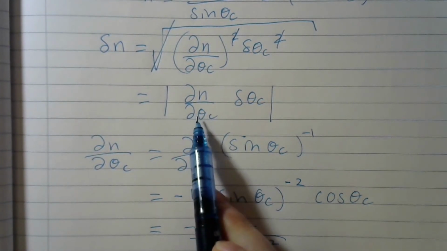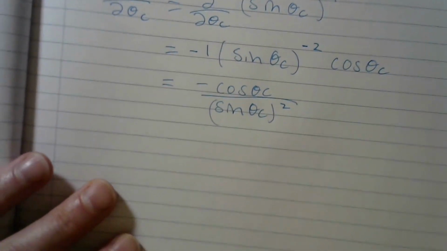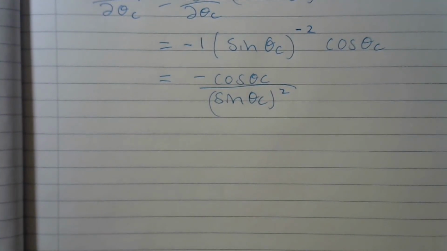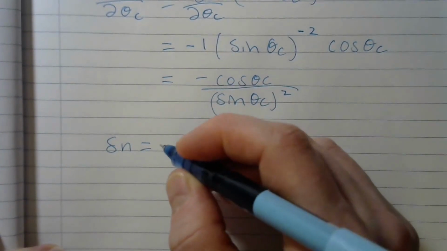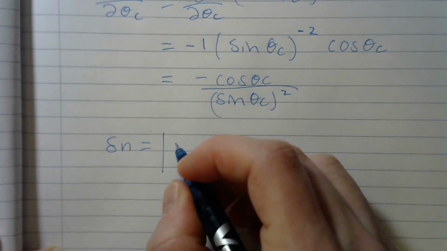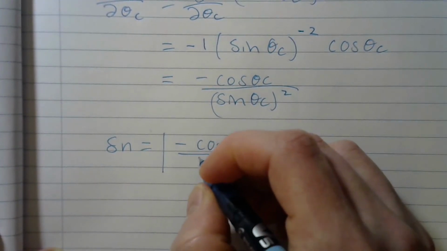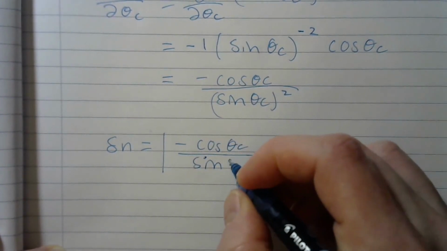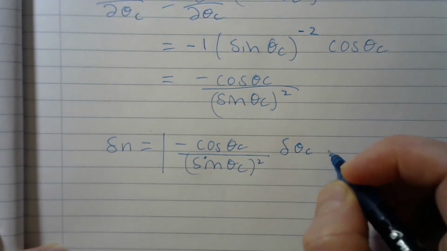And I can put this back up into my expression here. So I end up with delta n is equal to the absolute value of negative cos theta c divided by sine theta c squared, times delta theta c.